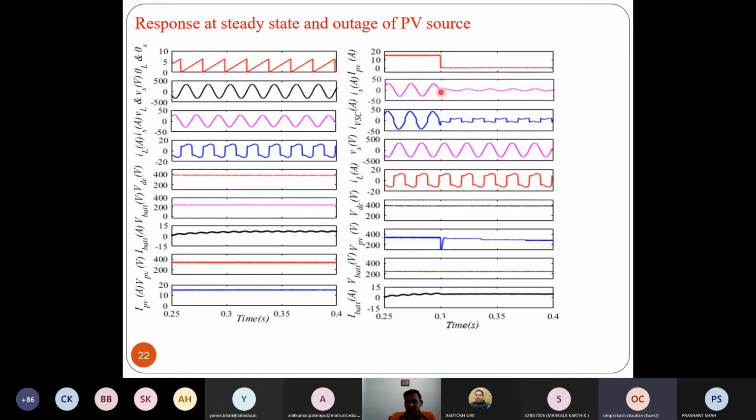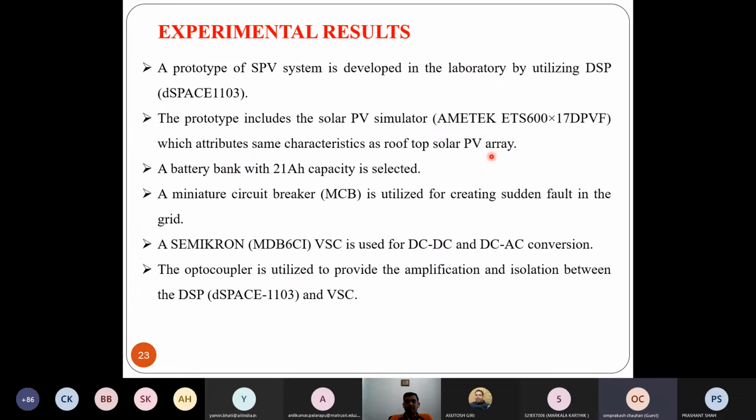And there is a phase reversal we have realized in the grid current, because now we are drawing the power after 0.3 second. Earlier we were injecting power to the grid.